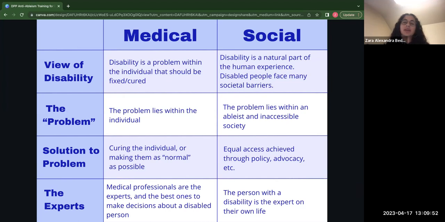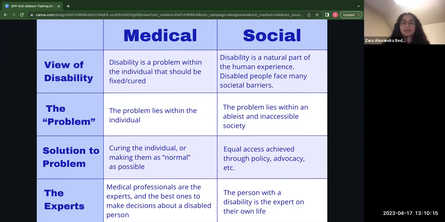However, under the social model, disability is a natural part of the human experience, and disabled people interact with a society that presents challenges in the form of access, ableism, etc. The social model identifies the problem as the society, and therefore society needs to be changed to provide better access to all people. Under this model, people with disabilities, not medical professionals, are the experts in their own life and their own experiences.